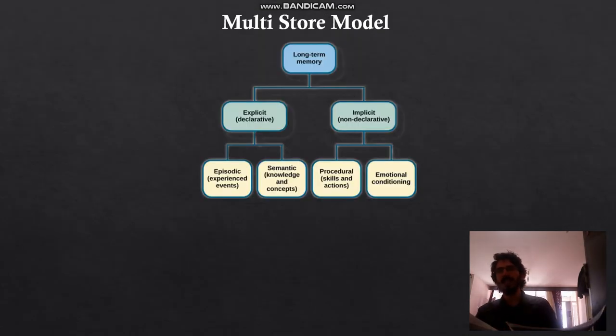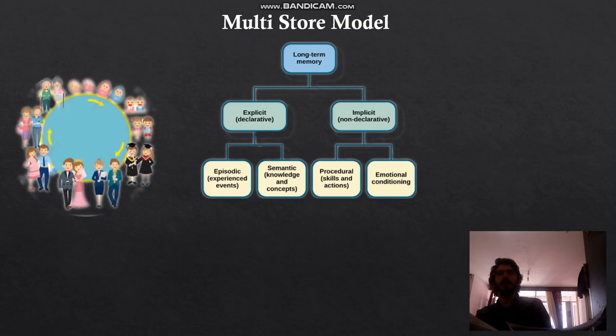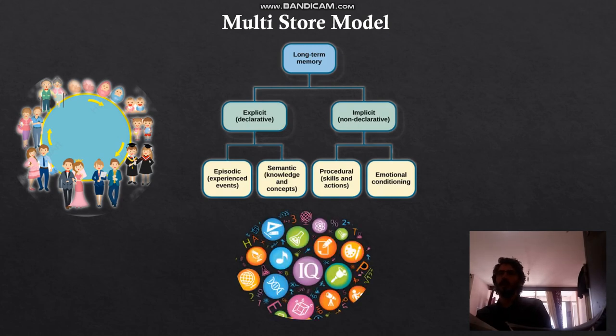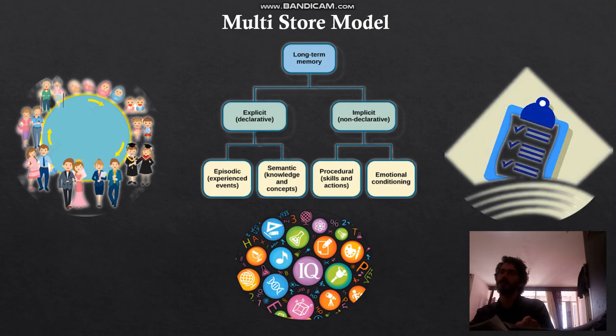In order to explain the functionality of memory, I will use the multi-store model. In this model, long-term memory is categorized according to information types instead of brain lobes. The four titles are episodic, semantic, procedural and emotional conditioning. Shortly, episodic memory keeps experienced events like a birthday or graduation day. Semantic memory holds general knowledge, and procedural memory stores how to do things.